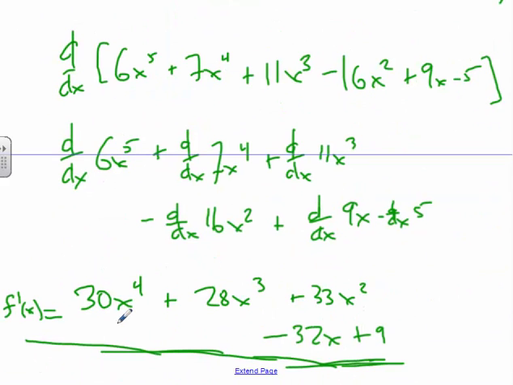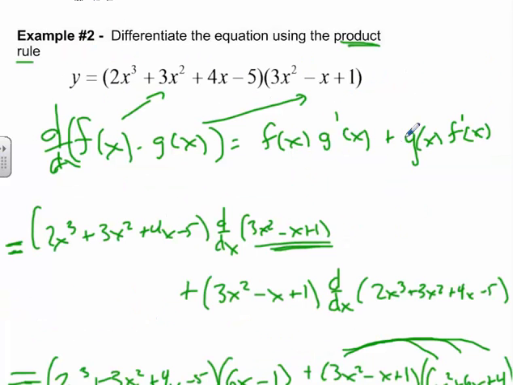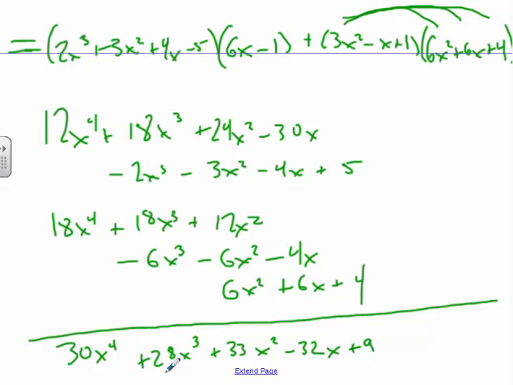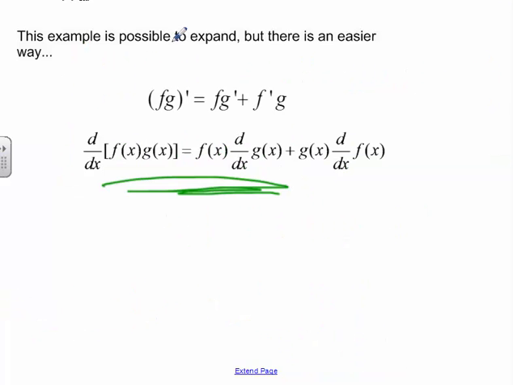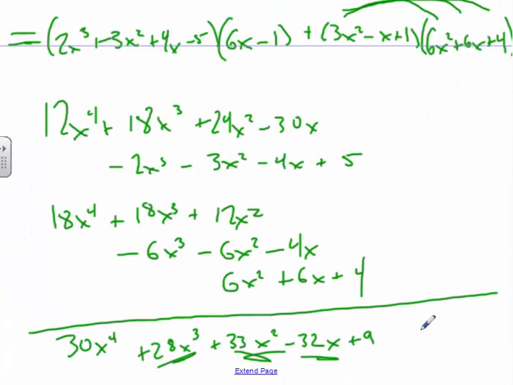Let's see, 30x to the 4, yeah, that's what I had. 28x to the 3, yeah, 28x to the 3. Then a positive 33 and a minus 32 are my next ones. Yeah, positive 33 and minus 32. And then the constant term is 9. And over here, my constant term is 9.